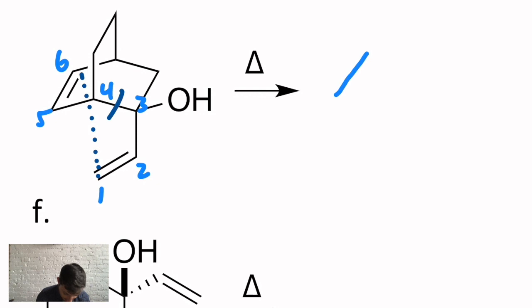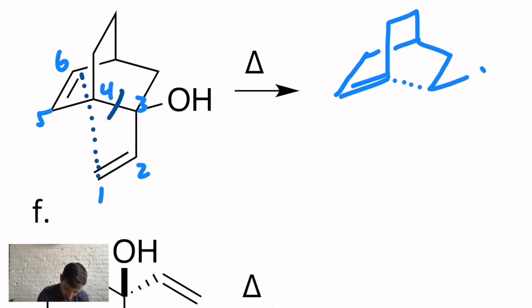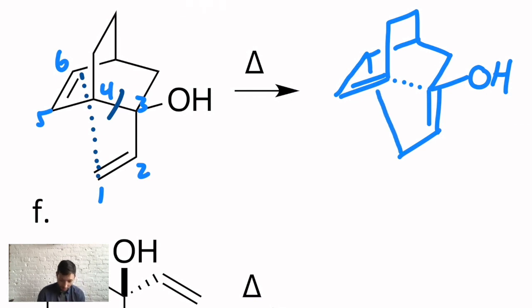4 and 5 is now a double bond. This bridge up here is still there. This back half of the bicyclic part is still there. This bond between 3 and 4 is gone. My OH is still there. I now have a new pi bond between 2 and 3. 1 and 2 is now a single bond, and then there's a new single bond between 1 and 6.